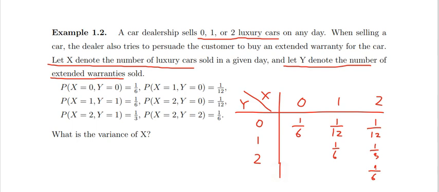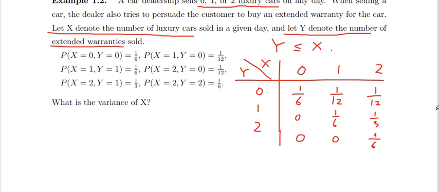So when X equals 0, Y cannot be equal to 1, right? No car is sold, then what? Actually here we have this condition: Y should be no more than X. If no cars are sold, you cannot sell this warranty policy. So here 0, and here 0, 0. So this should look like that, right? This is the joint distribution. Once we have the table, find this.